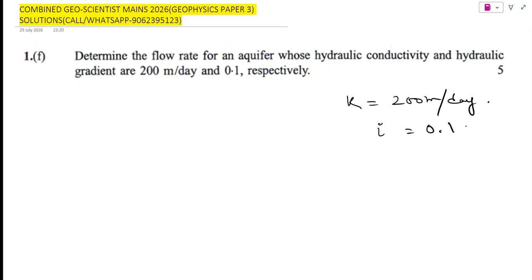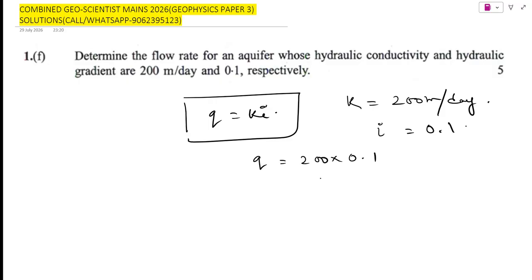not the actual speed inside each pore. Okay. Now, Henry Darcy discovered that groundwater flow follows a very simple relationship, and the specific discharge or the Darcy velocity is like Q equal to Ki, where Q is the Darcy velocity or the specific discharge, K is the hydraulic conductivity, and i is the hydraulic gradient. So this is one of the most important equations in groundwater hydrology. Very important. Now, given K is 200, i is 0.1, so substitute the values. So Q equal to 200 into 0.1.